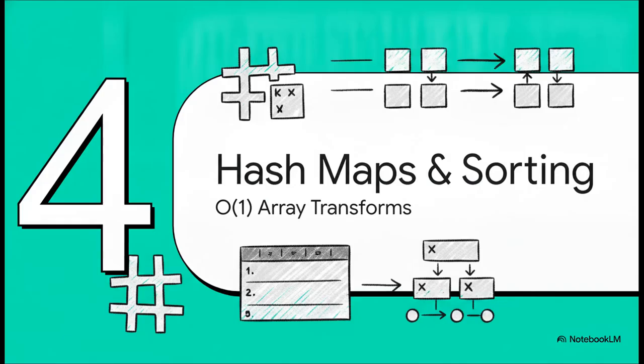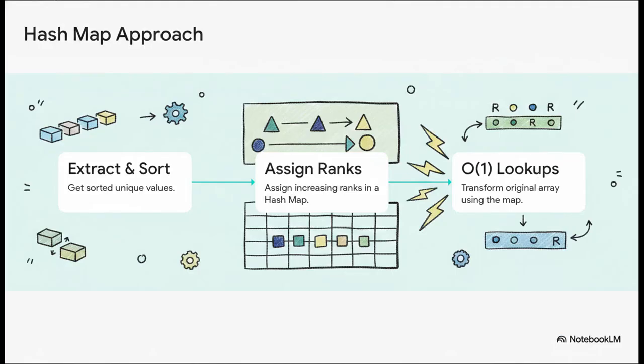All right, let's pivot over to Section 4, hash maps and sorting. I'd argue this is probably the most common pattern interviewers expect to see for this problem. Think about it. Instead of doing a binary search every single time, we can just map our sorted, unique values straight into a hash table. This lets us reconstruct the array with lightning-fast lookups. We still sort the unique values, sure, but we only have to iterate through them once.